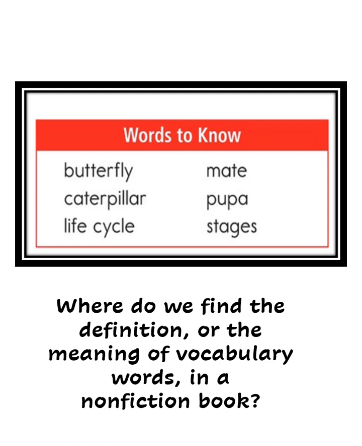Here are just a few words to know as we're reading the story. Butterfly, caterpillar, life cycle, mate, pupa, and stages. Now I have a question for you, boys and girls. Where do we find the definition or the meaning of vocabulary words in a nonfiction book? Did you answer in a glossary? Yes, a glossary is where we'll find a lot of words or vocabulary words in nonfiction books.